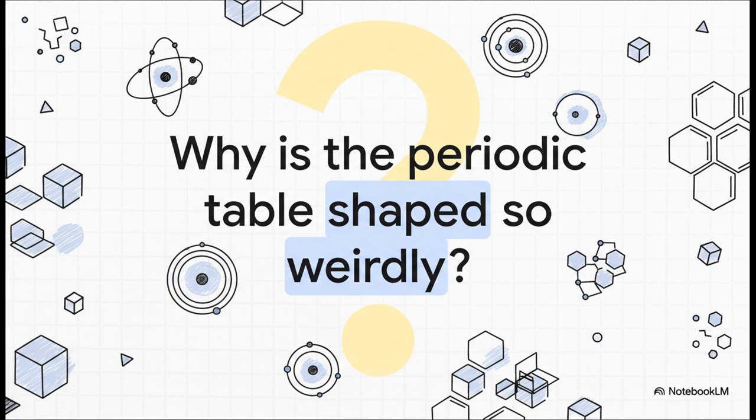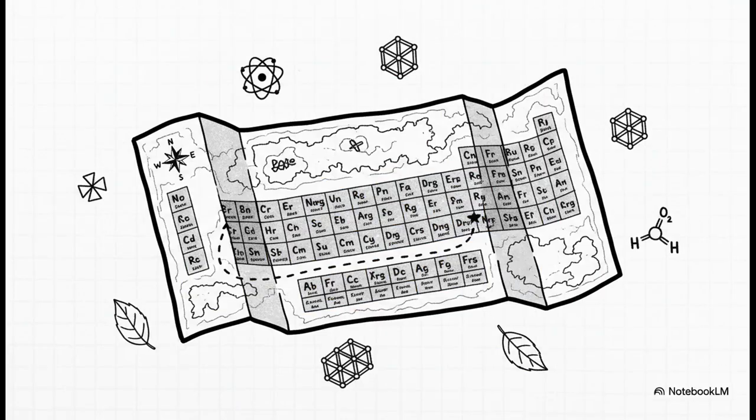Well, it turns out that shape isn't random at all. It's hiding a fantastic story about how the universe is put together. So I want you to stop thinking of it as a chart and start thinking of it as a secret map. Every single position, every column, even those weird gaps, are clues that tell us exactly how matter is built, from the simplest atom to the most complex stuff in the universe.